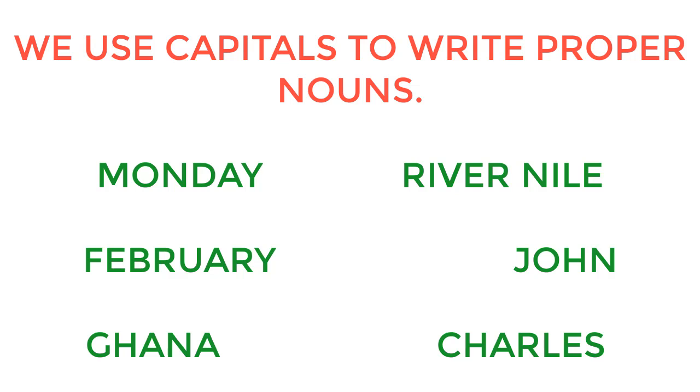Secondly, we use capitals to write proper nouns. Do you know what proper nouns are? Proper nouns are names of people, places, days of the week, rivers, to mention but few. Here are a few examples. Monday, February, Ghana, River Nile, John, Charles.